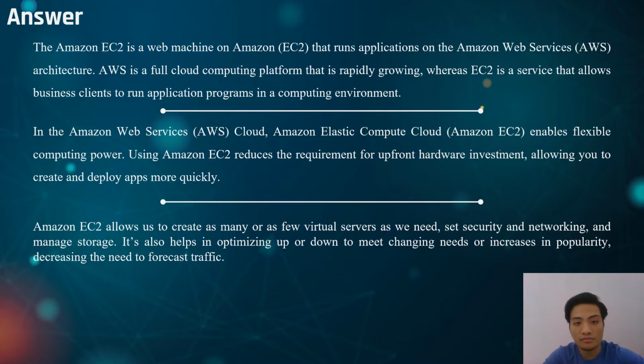In the Amazon Web Services Cloud, Amazon Elastic Compute Cloud enables flexible computing power. Using Amazon EC2 reduces the requirement for upfront hardware investment, allowing you to create and deploy apps more quickly. Amazon EC2 allows us to create as many or as few virtual servers as we need, set security and networking, and manage storage. It also helps in scaling up or down to meet changing needs or increases in popularity, decreasing the need to forecast traffic.